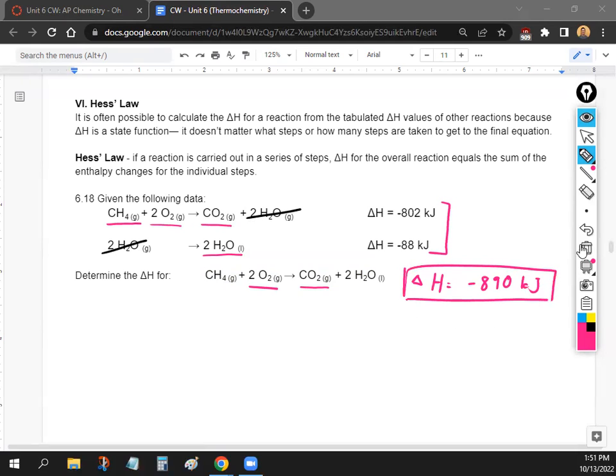Yeah, what's up? Yeah. So the next one I'll show you, you're going to have to change some things. So we're going to have to use the rules that we learned earlier: if you reverse it, you have to change the sign of the enthalpy. If you multiply it by 2, you've got to multiply the enthalpy by 2. So it gets a little bit trickier, but same general premise. All right, any other questions?